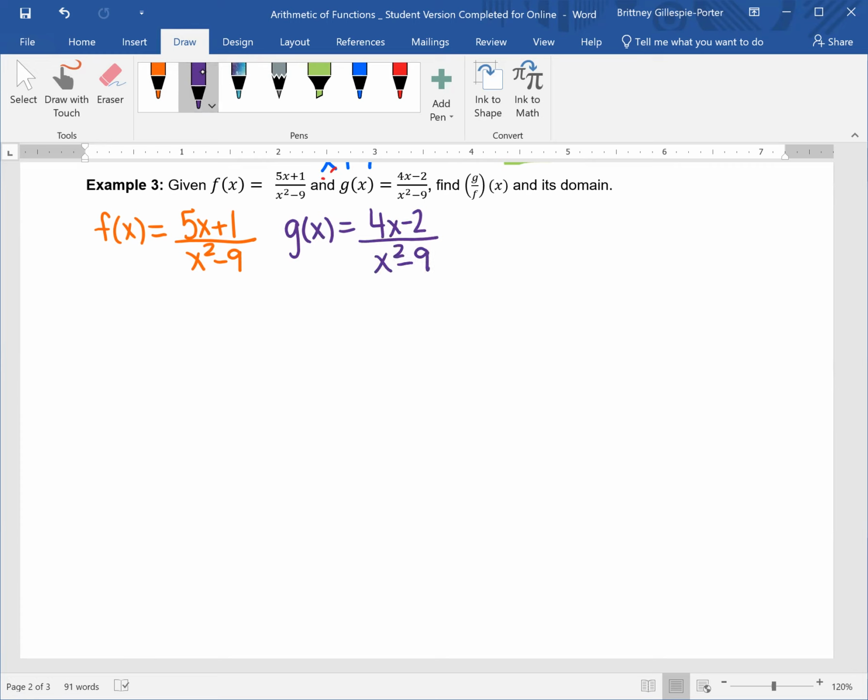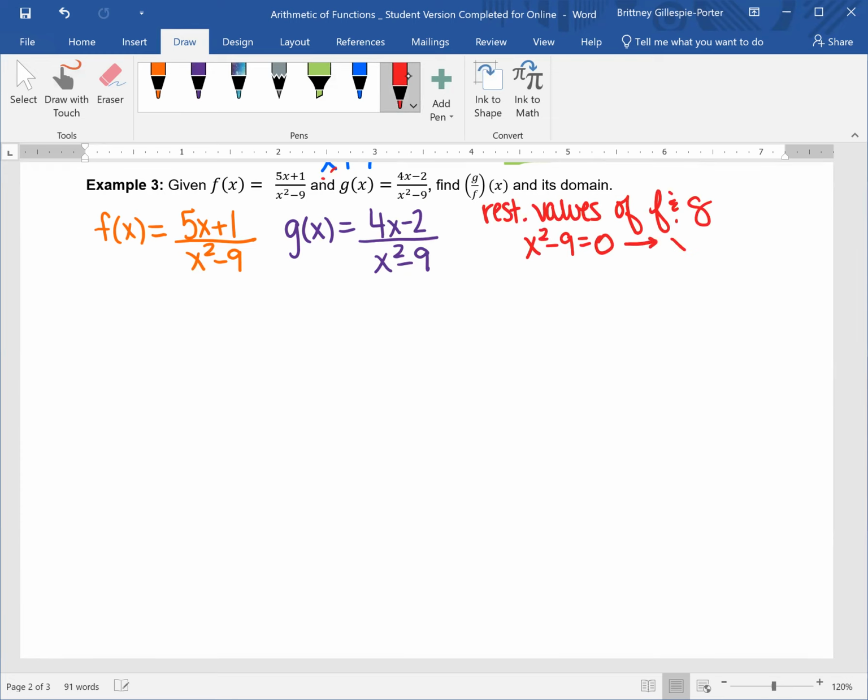And since I have these fractions, let's go ahead and find the restricted values of f and g before we begin. So we would take our denominator, set it equal to 0, and solve. If you want, we can use the square root property, or we can factor.